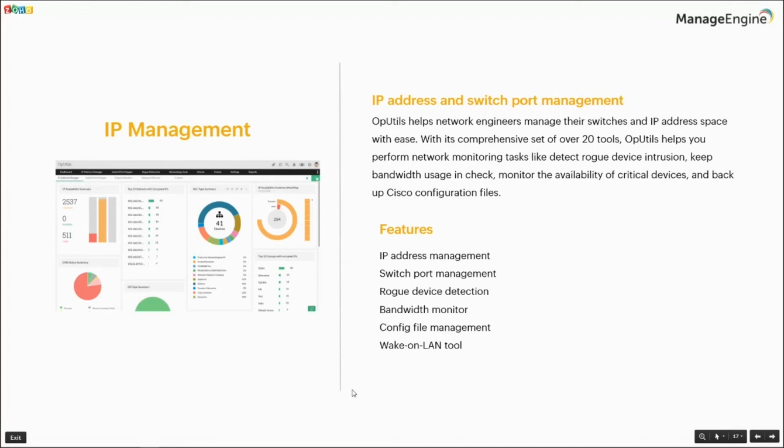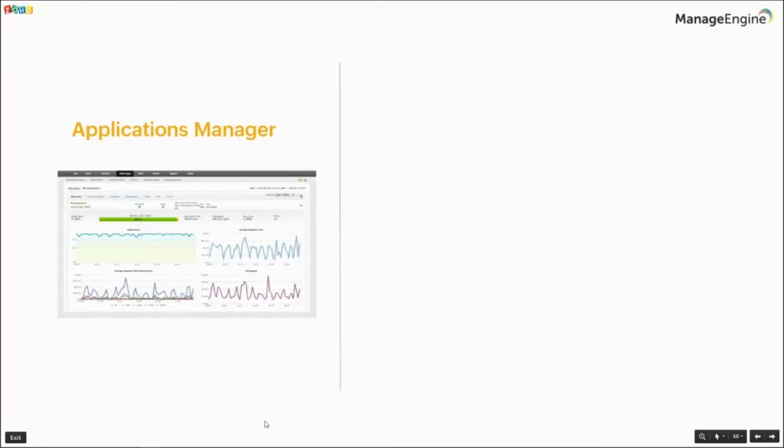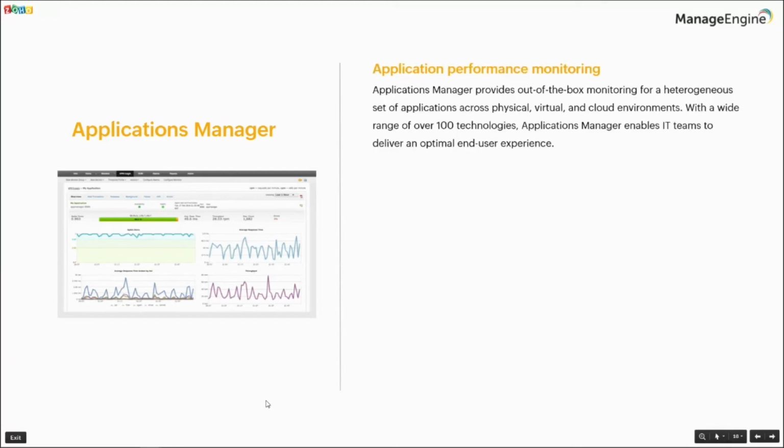The next topic which we are going to see is about Application Manager. By the name itself, we can understand that we can manage the application performance monitoring using Application Manager. The Application Manager provides an out-of-box monitoring for a heterogeneous set of applications across physical, virtual, cloud environments with a wide range of over 100 technologies. Application Manager enables the IT teams to deliver an optimal end user experience.